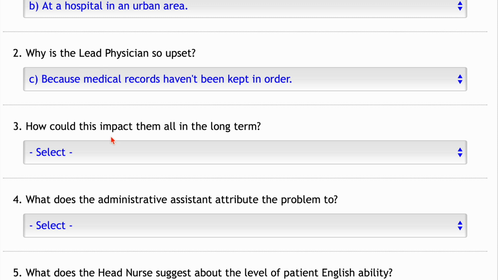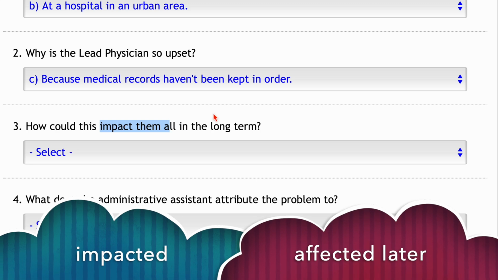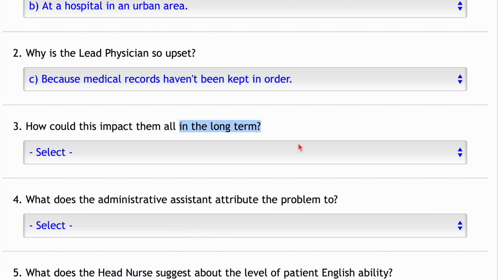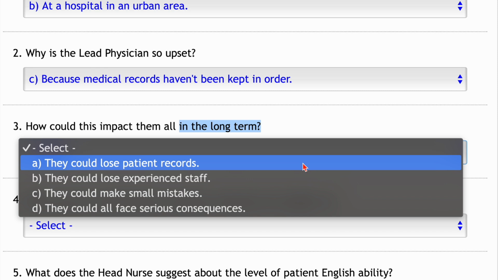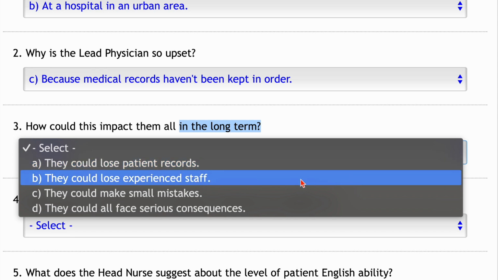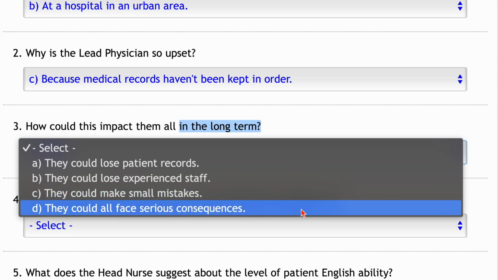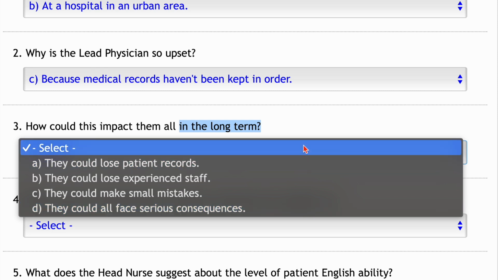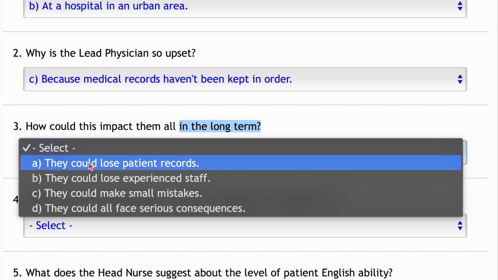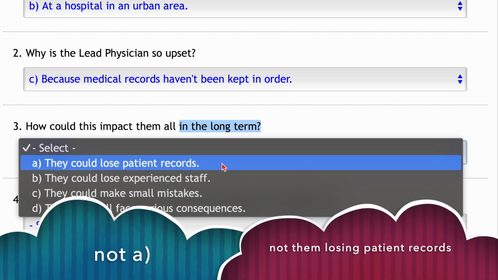Number 3, how could this impact them all in the long term? So how can they all be impacted by this situation in the long term? They could lose patient records, they could lose experienced staff, they could make small mistakes, they could all face serious consequences. Well, it's definitely not A, because it's not about them losing patient records. Okay?